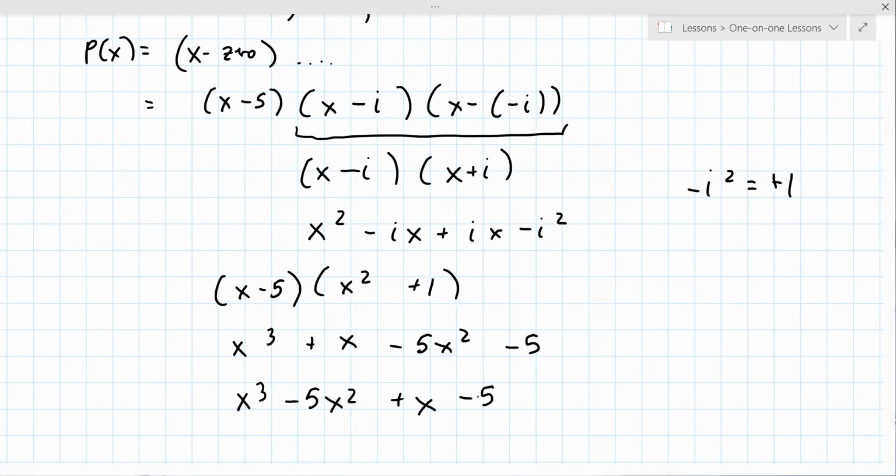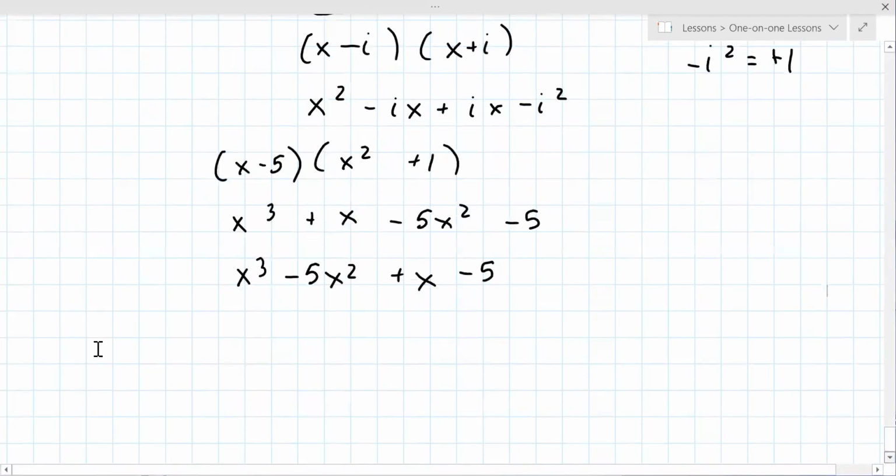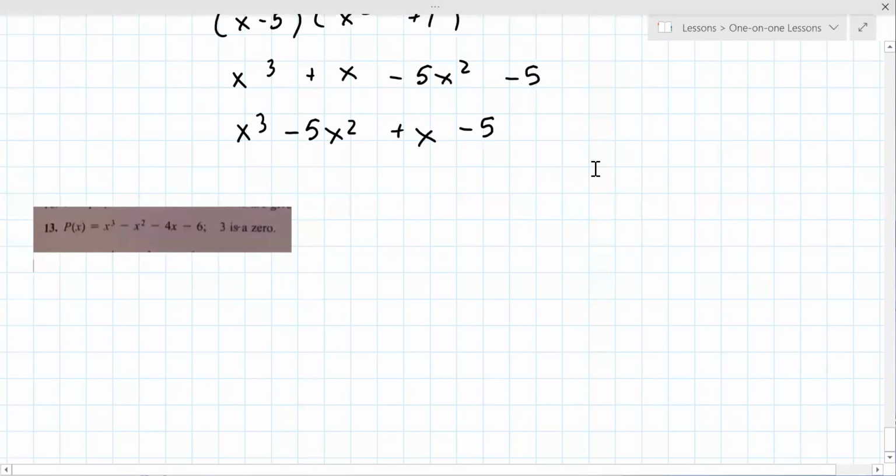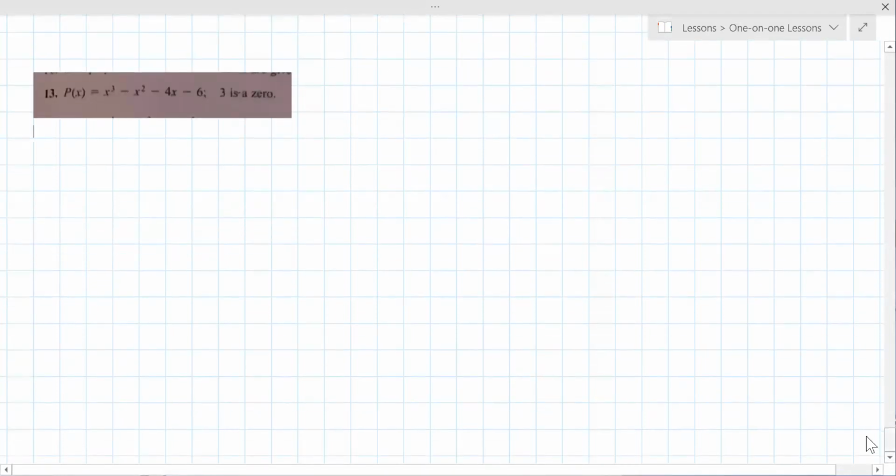Let's do number 13. 13, okay. All right, do you remember synthetic division? Yes, I do. All right, try synthetic division on this, and let me know when you're done, and I'll catch up to you on that.